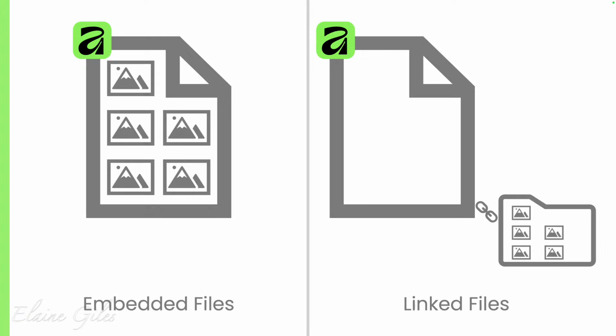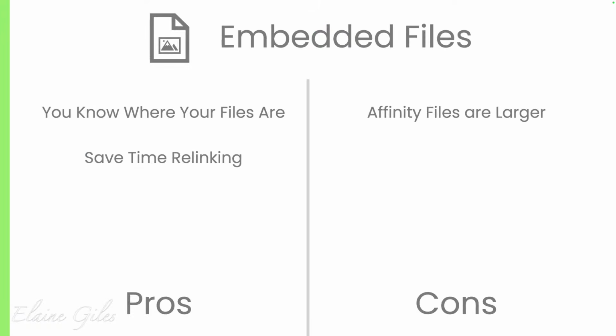Whenever I do a demo, I tend to embed. There are benefits to that. There's also some disadvantages to it. But if you embed a file, you know where your files actually are. That saves you time relinking if they've somehow become unlinked. The downside is that your Affinity file becomes larger, which makes total sense.